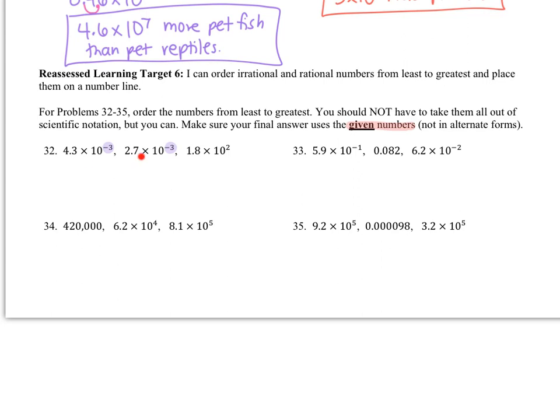Now I need to compare these two. Since they have the same power of 10, I just need to compare their factors. So which one's bigger?